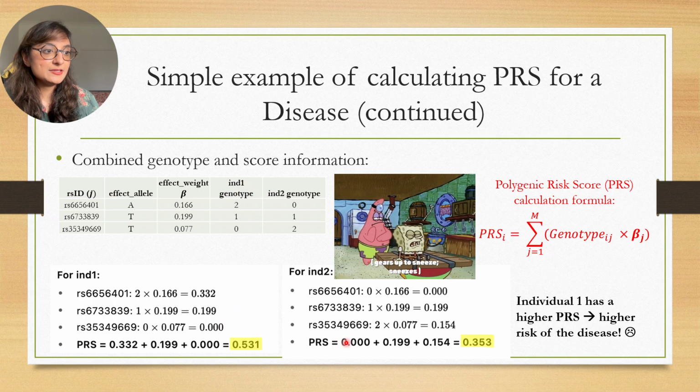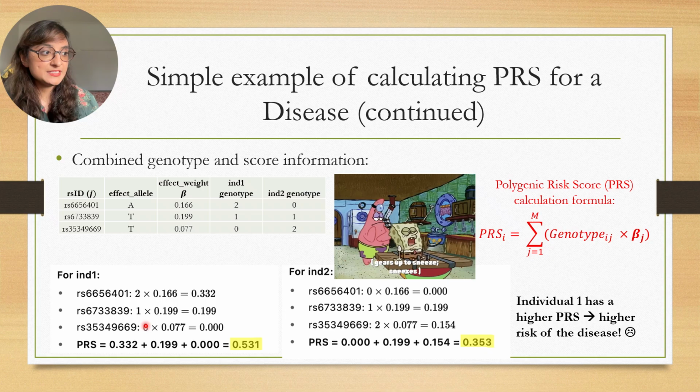Similarly, for the second individual, we take this SNP here and multiply it by 0. They don't have either of the effect alleles from either parent. So it's a 0, no contribution from this SNP. Again, this is 0.199. And this one here is just a 2 multiplied by this value here. They have both effect alleles for this SNP, and this SNP has this contribution to the disease. So it's 2 times that. And we add this up, and you can see that it's 0.353.